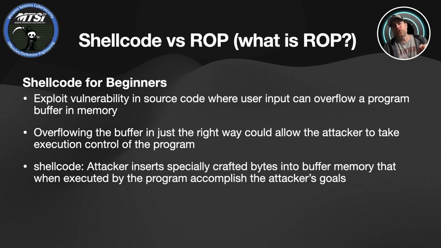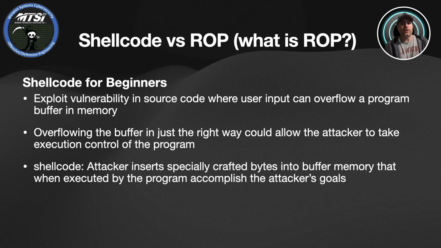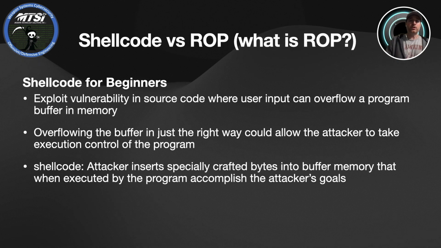Overflowing the buffer in just the right way allows the attacker to control the program, take over its execution in a very precise way. The attacker inserts specially crafted bytes, so it's not just any bytes they throw into this buffer. They have to put in very specially crafted bytes that when they're executed by the program, they achieve whatever goals the attacker has. In our case, we're looking at a reverse shell. Many other types of attacker goals, but again, maybe you want to crash the program, but maybe you don't. Maybe you want to do something very specific. So shellcode is very, very precise ordering of specific bytes to achieve this goal.